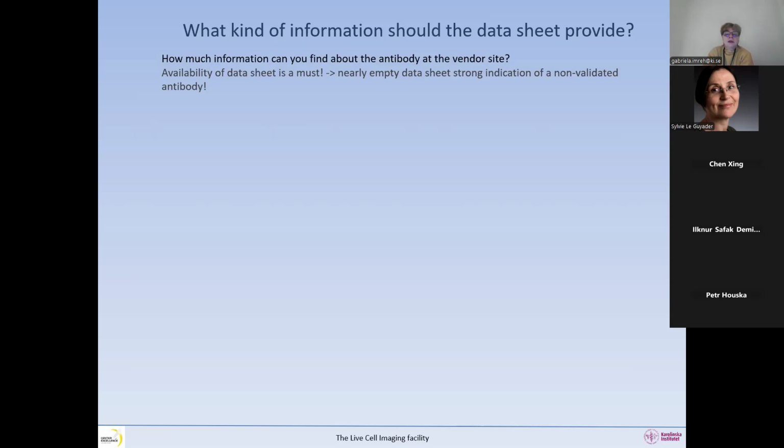But what should be available in a data sheet? First of all, the application field.